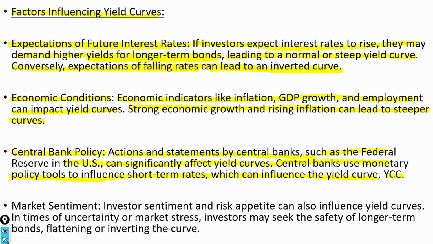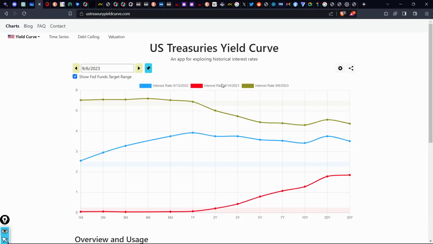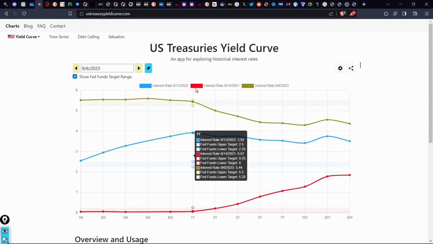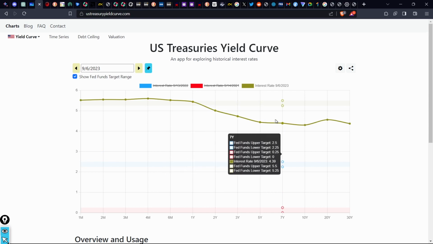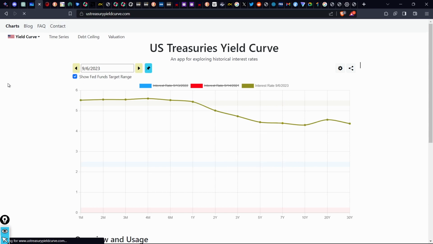So central banks artificially control the yield curve to alter the monetary policy stance of the country. If they want to tighten, in fact, let's go back to that curve and let me show you that. So here we are. We're just going to cancel out this one, and now we're left with this one only. Let's just refresh the page.